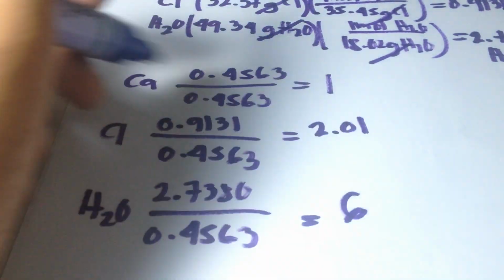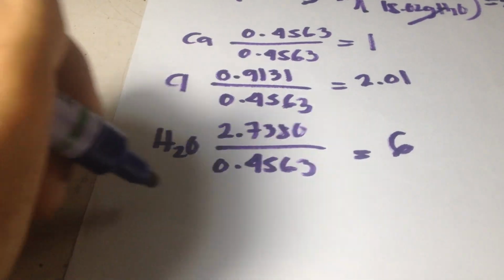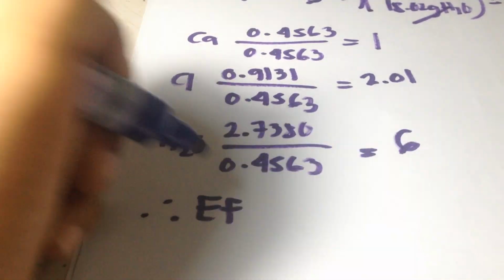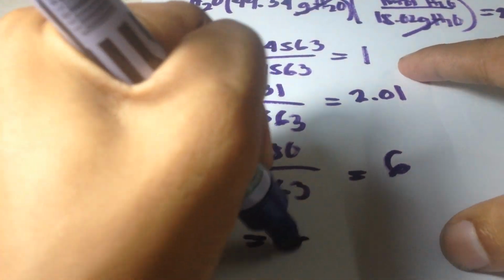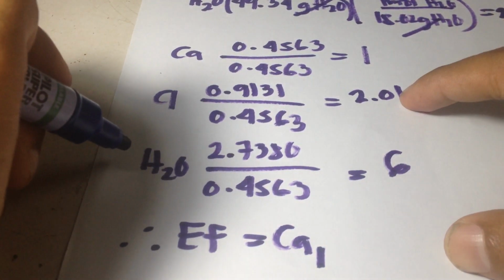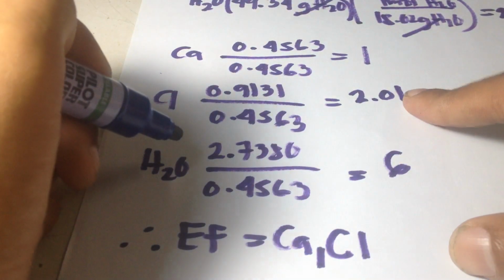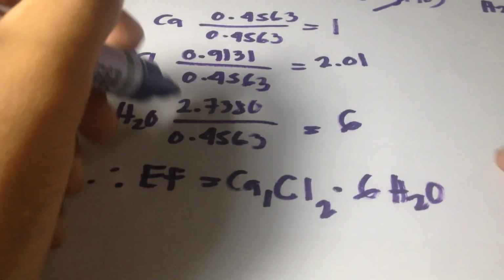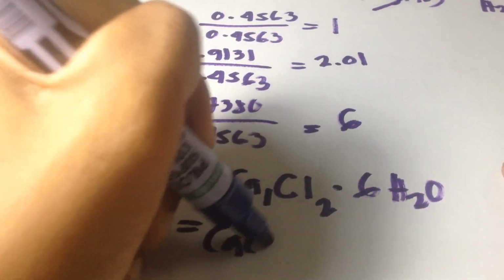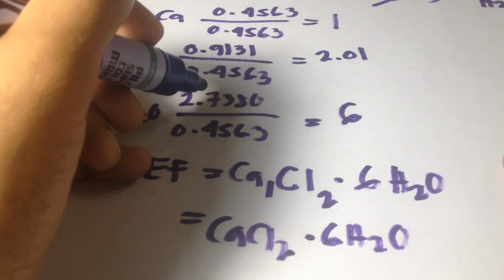Okay, 6. So therefore, the empirical formula is calcium with a 1 subscript, chlorine with a 2 subscript, then water with a 6 coefficient. So equals calcium chloride hexahydrate. Okay, so that is the empirical formula.